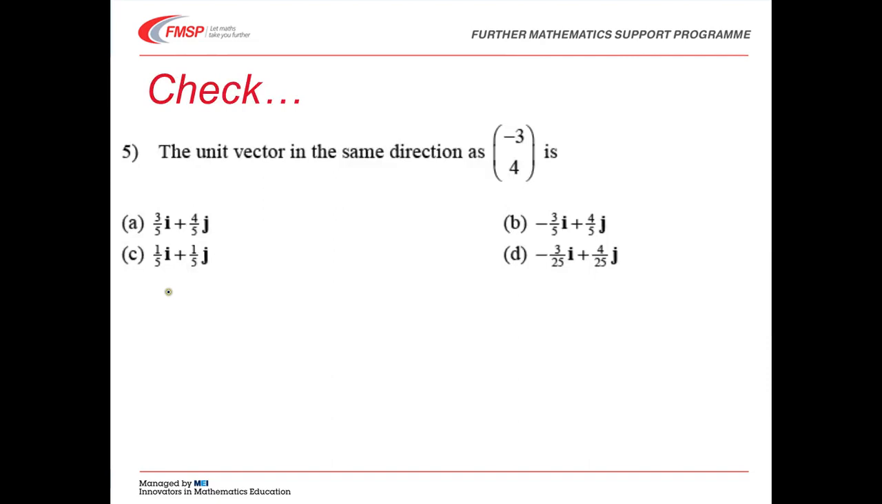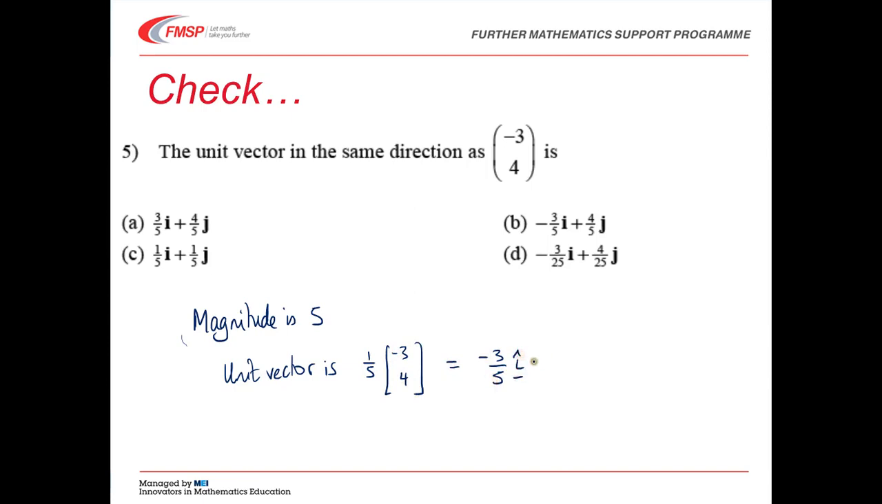And here's a couple for you to check. So pause the video and try this yourself. Okay, this is another 3, 4, 5 one, so we know the magnitude is 5. So a unit vector is 1/5 of (-3, 4), or in i-j notation, -3/5 in the i direction plus 4/5 in the j direction, and that's B.